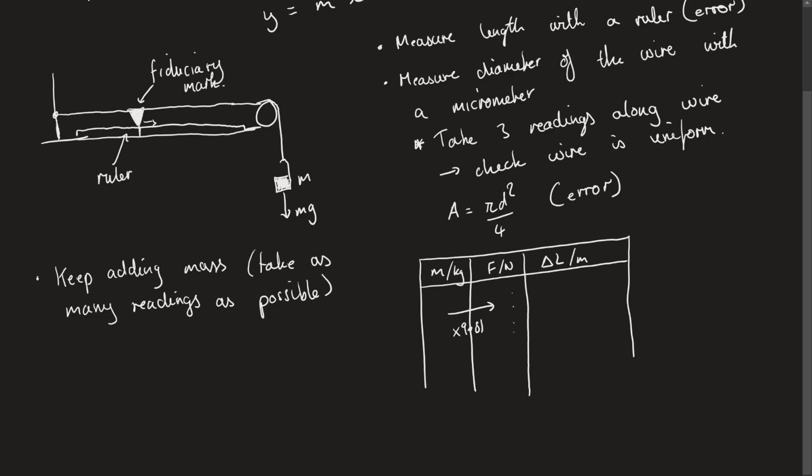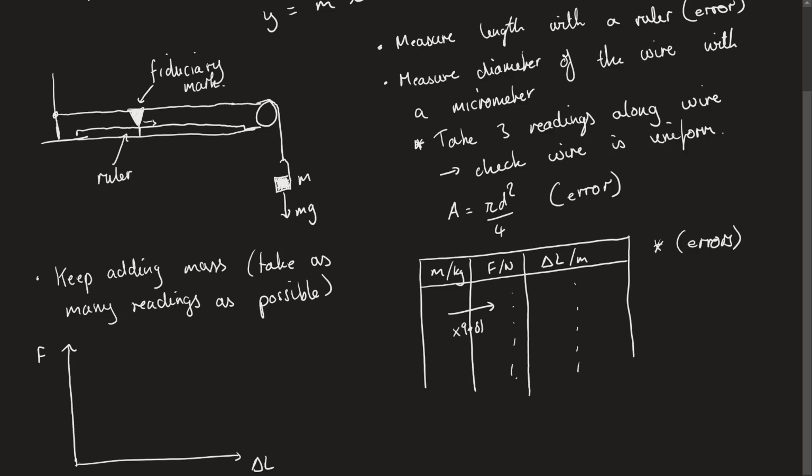We want to take as many of these as we possibly can, also recording errors. And once we have all of those values, we can then calculate a value by plotting a graph. So our graph in this case is going to be force against extension.